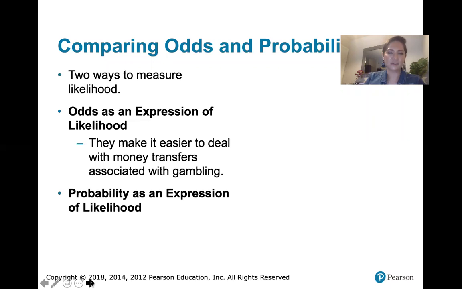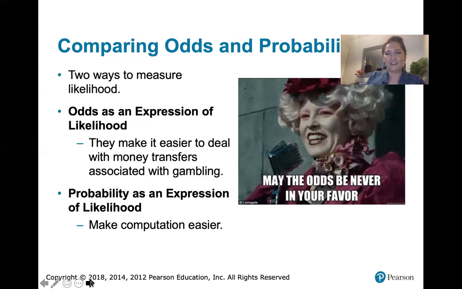Now, probability is another expression of likelihood, which is relatively easy to compute, as we've seen. Mathematicians use probabilities, statisticians use probabilities, and anytime statistics is used in research, and it often is in the social sciences, you're going to see probabilities. But since we live in Oklahoma and we've got a lot of casinos around here, it's a good idea to understand odds.